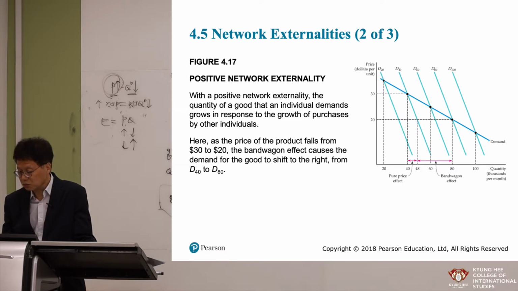So the demand curve shifts to the right from D40 to D80. So total demand is 80. Okay? So the movement from here to here, 40 to 48, is the pure effect. The bandwagon effect is the movement arising from a shift in the demand curve, an increase in demand because of others too, 48 to 80. That is the bandwagon effect. Total effect is the pure effect plus the bandwagon effect.